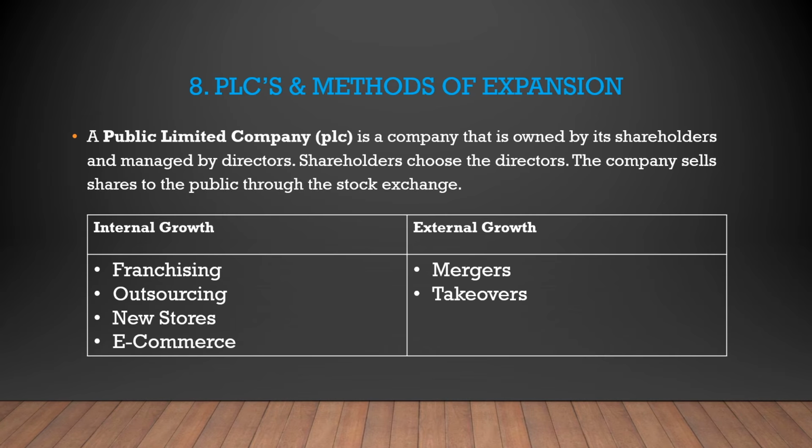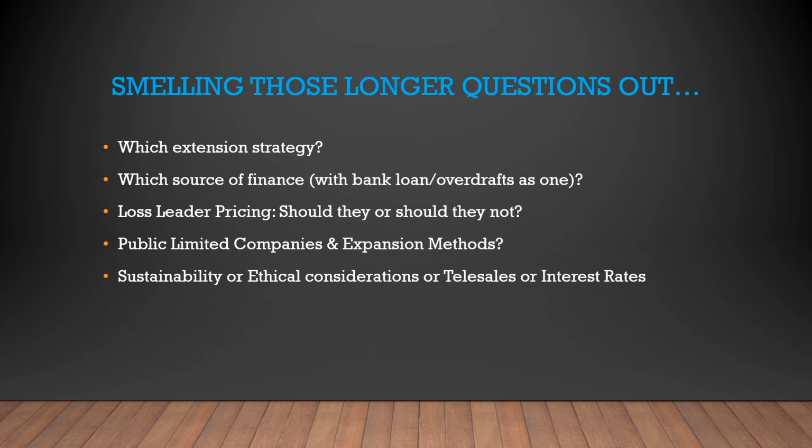We've dealt with the 8 big topics. And the final thing to think about is just smelling those longer questions out. So perhaps areas they might challenge you in terms of those 9 and 12 markers. Of course, I don't write the paper, I don't know, but I'm just looking at that advanced information, trying to get a feel. So we might be thinking about extension strategies. So I advise you to know your extension strategies, the different types and the pros and cons of each extension strategy. Know your sources of finance, absolutely important topic, vital, particularly bank loans, particularly overdrafts.